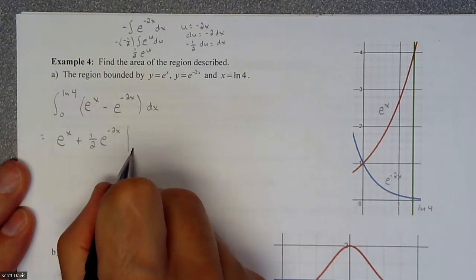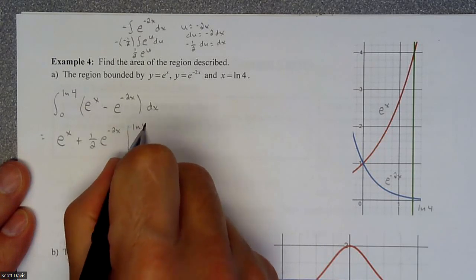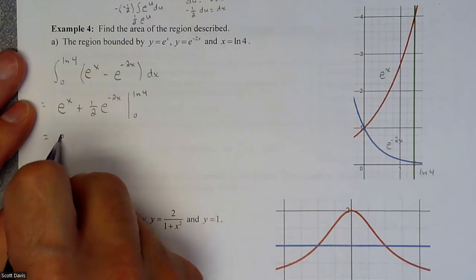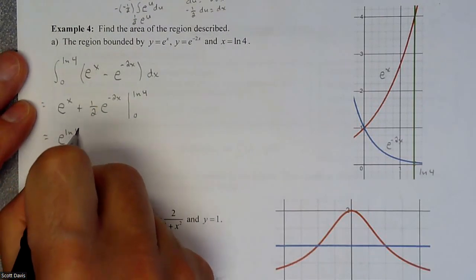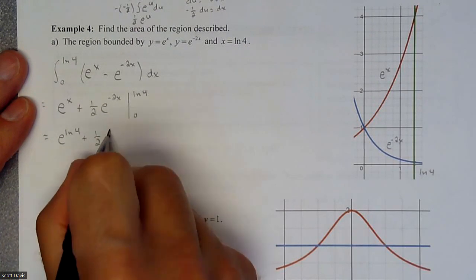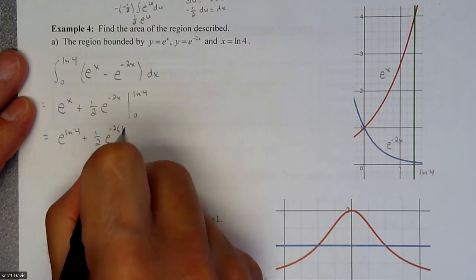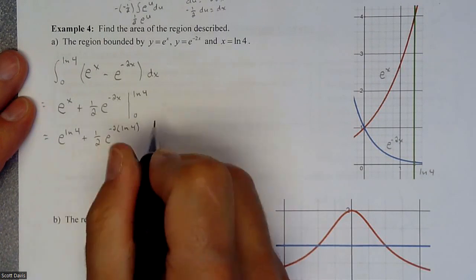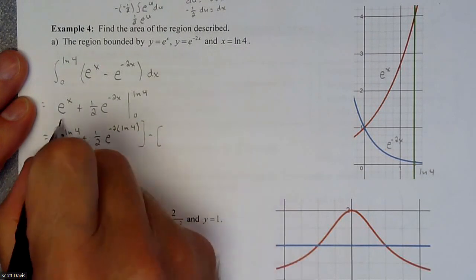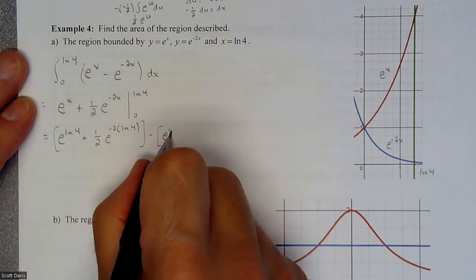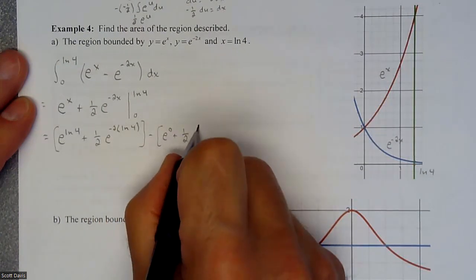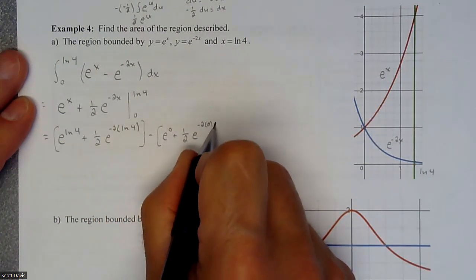All right, and we're going to go from 0 to the natural log of 4. So let's start plugging things in. We have e to the natural log of 4 plus 1/2 e to the negative 2 times the natural log of 4. That's plugging in the first piece, minus e to the 0 plus 1/2 e to the negative 2 times 0.